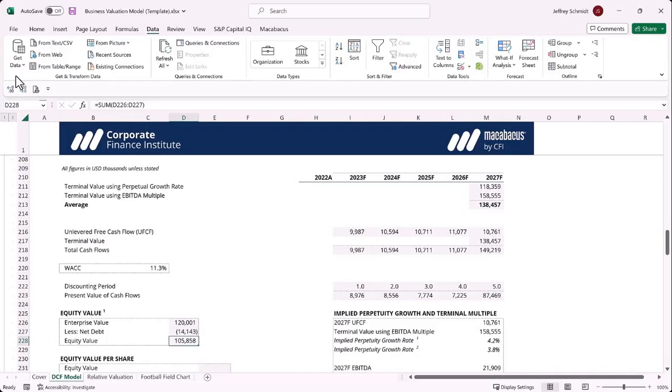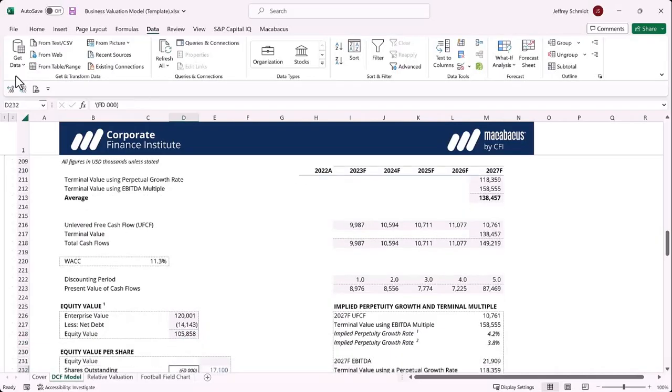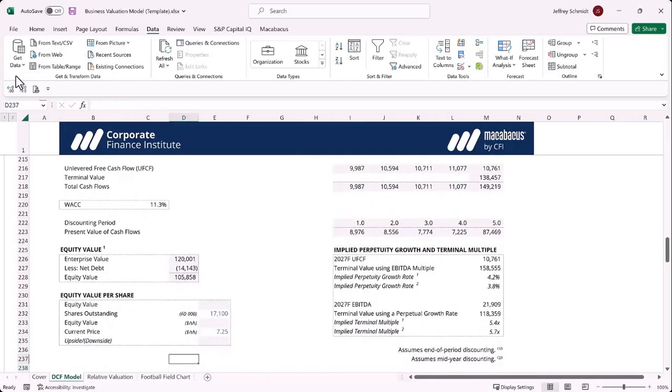Since we have total equity value, or what we think the total equity value should be, we want to actually calculate it on a per share basis. So we'll reference our equity value. We'll divide by shares outstanding. And we calculate an equity value per share of $6.19.